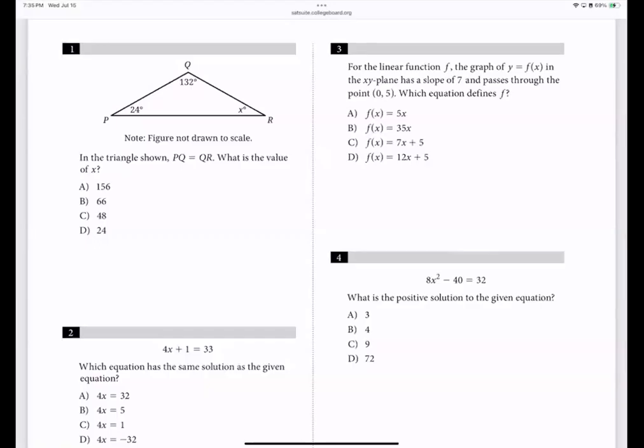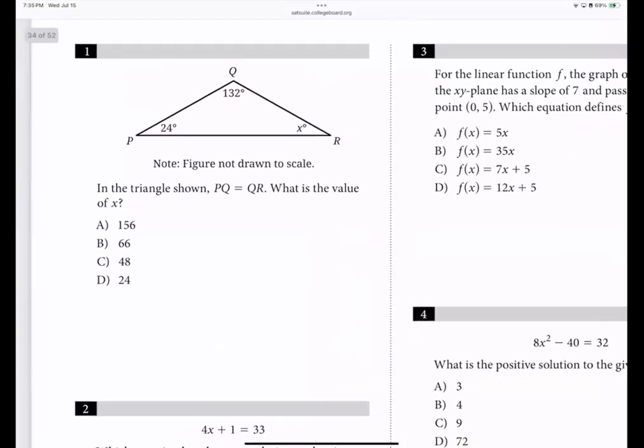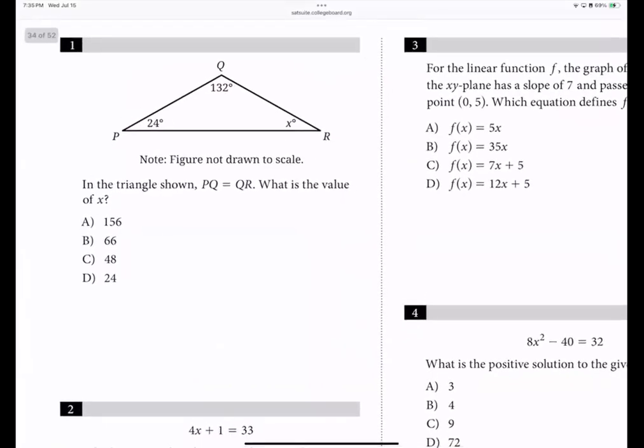Okay, let's do one by one and try to finish this session. Number one, what is the answer? 24. D. Yes, just a second.